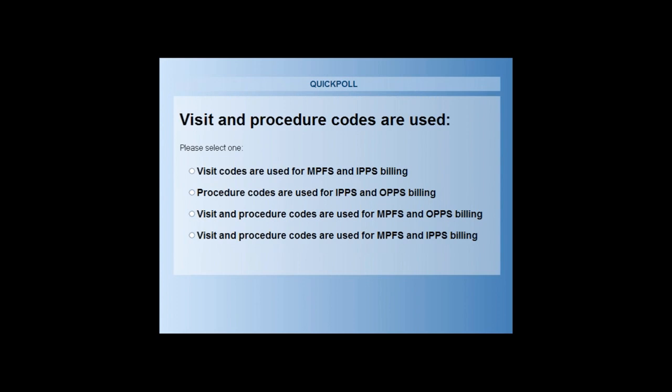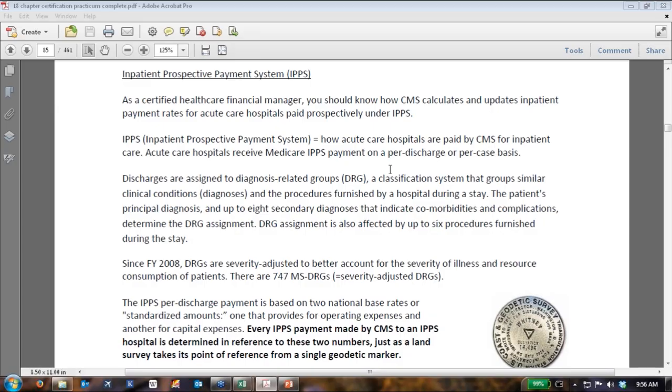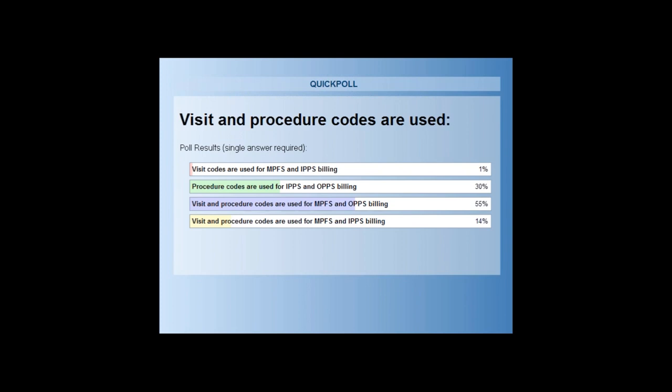About 10 seconds left to vote before we close the poll. There are the poll results. Very good. The right answer is C. The CPT-4 system encompasses visits and procedures, in other words, everything a doctor does. Inpatient procedures, remember, are the realm of ICD-9 inpatient procedure codes, or in the ICD-10 world, they're called ICD-10 PCS for procedure coding systems.